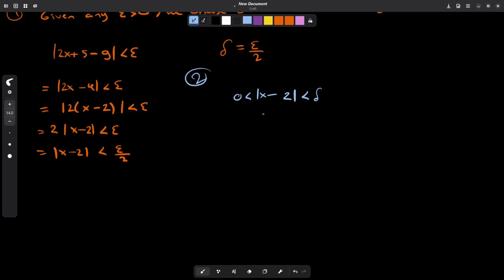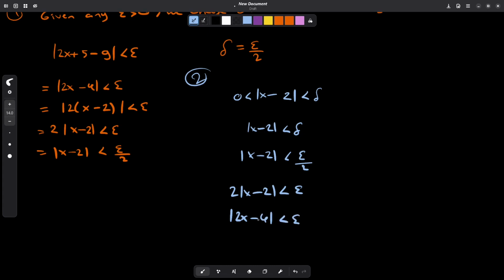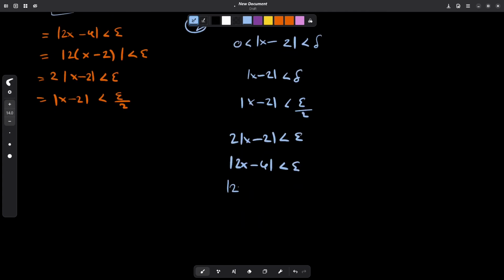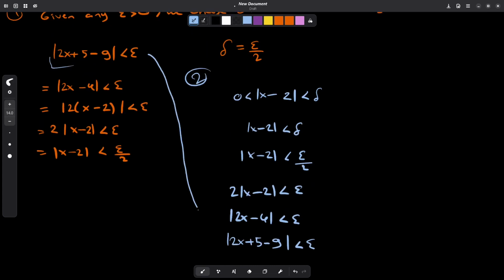Okay, how am I gonna do this? I know that absolute value of x minus 2 is less than delta, and I know my delta is epsilon over 2. So absolute value of x minus 2 is going to be less than epsilon over 2, since these are equal. I multiply every side by 2, I get epsilon. And I can clearly see that we get to this point. What did I start with? Absolute value of 2x plus 5 minus 9. Are these equal? Yes. Absolute value of 2x plus 5 minus 9 is less than epsilon. I got to the same thing as well. Therefore, I showed that the epsilon that I found is working.